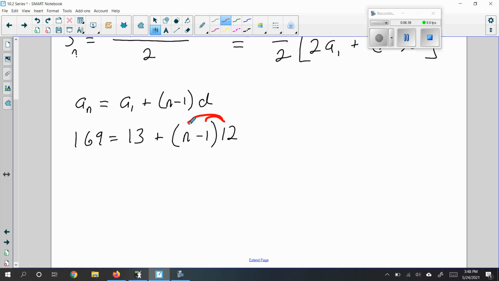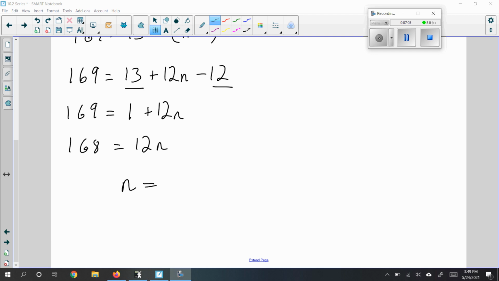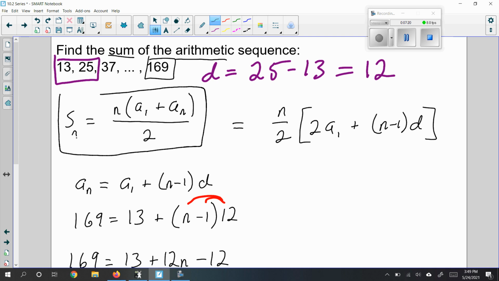So we'll go ahead and distribute the 12. We'll combine the like terms. Then we'll minus the 1. And we'll divide by 12. So in this case, n is 14. Okay, so now we know how many terms are in the sequence. So this question is asking us to find the sum. So let's use this formula because it's the simplest.